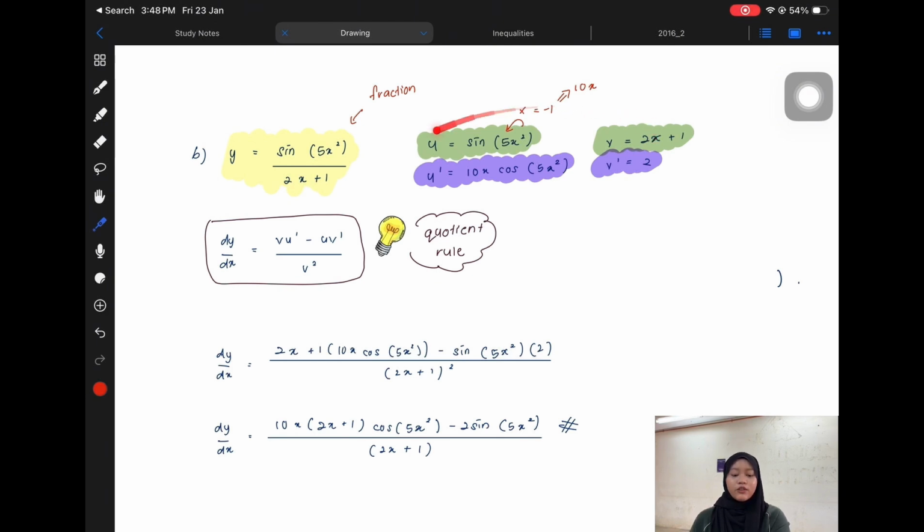And then we substitute all the values into the quotient rule, and this is the answer. This is the required derivative for question B. In conclusion, the first question uses the product rule and the second question uses the quotient rule. Both of the questions involve the chain rule. That's all from me. Thank you.